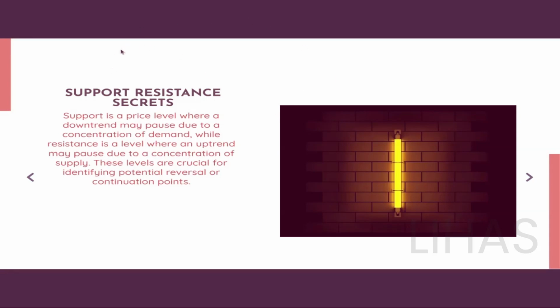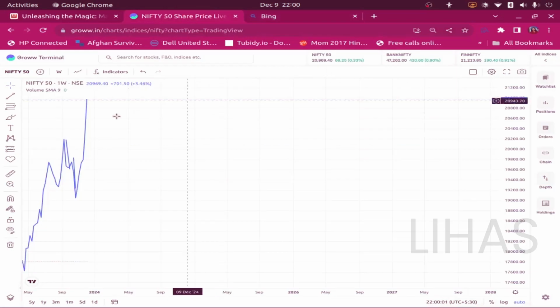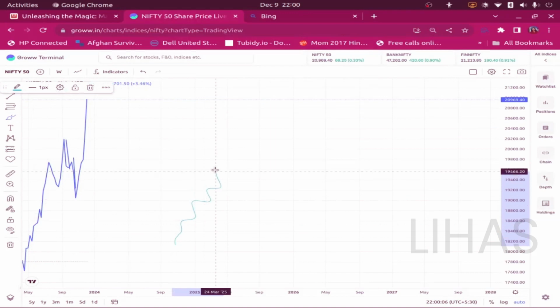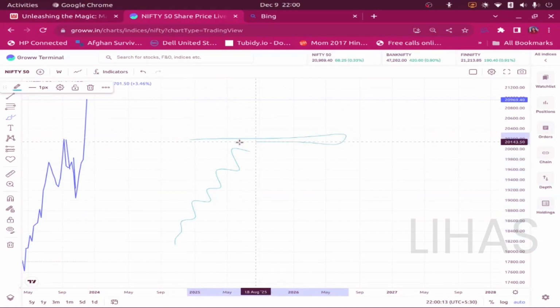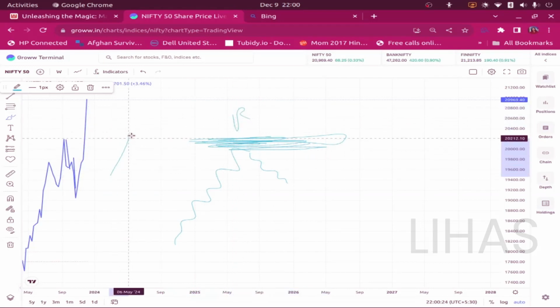So what does this mean? I'll show you that in my chart here. Suppose that the price is moving like this, right? The price is moving like that. It's the nature of the price, and due to some reasons the price actually moved down. So what do you think this is? This is a resistance level. Like in the resistance level the uptrend actually changes, so it's a resistance level over here.